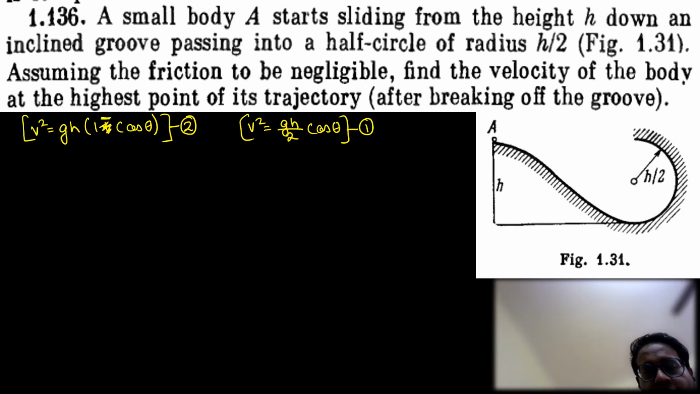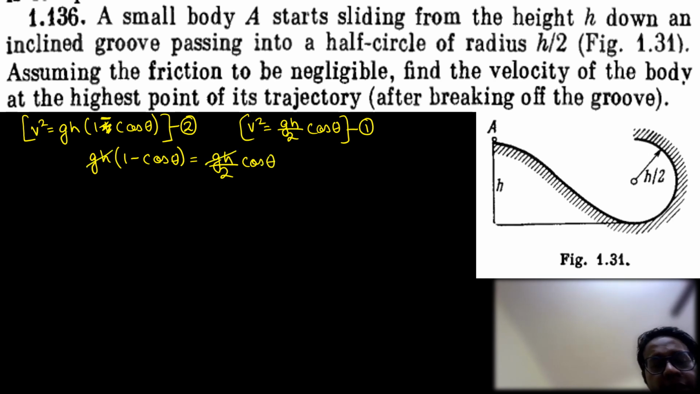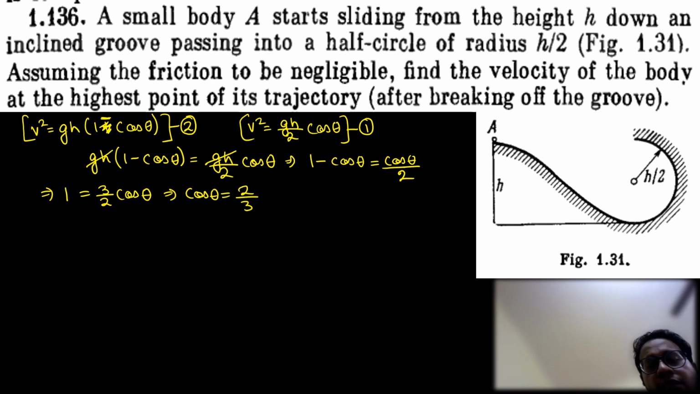So now we have two equations and we have to solve for v and cos theta. If I equate v square from equation 1 and 2, what do I get? gh 1 minus cos theta is equals to gh by 2 cos theta. gh and gh would get cancelled, or 1 minus cos theta would be equals to cos theta by 2. Okay, if I send minus cos theta to the right hand side, it would become 1 is equals to cos theta plus cos theta by 2, which is equals to 3 by 2 cos theta, or cos theta should be equals to 2 by 3. So this is the first answer.